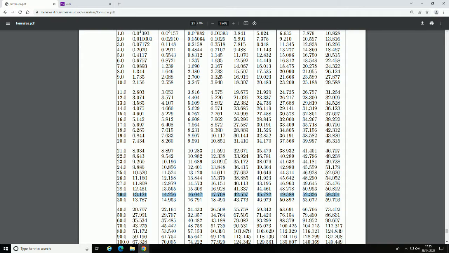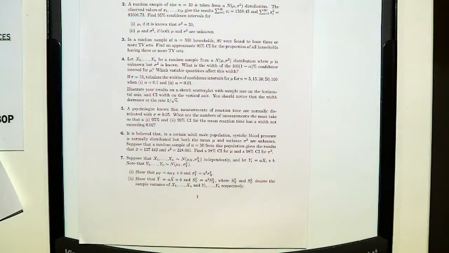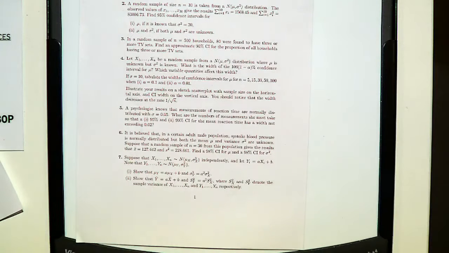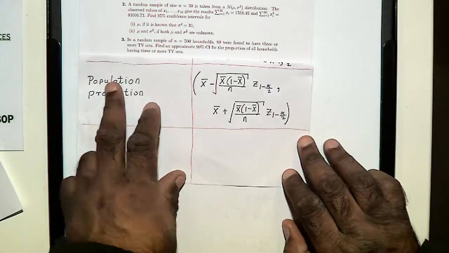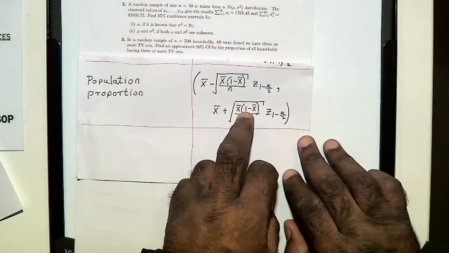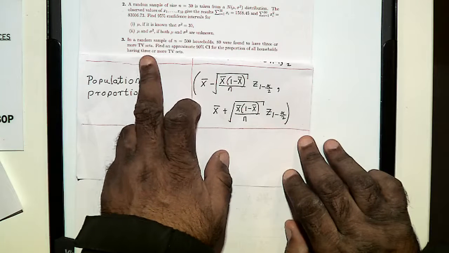So let me put up question 3. This is question number 3, right? Question number 3 is this one. For question number 3, you need to use the formula. It's talking about proportions. So the formula that you need to use is this one here. This is the confidence interval for the proportions, the population proportion. So this is the one you need to use to do question number 3. Okay?